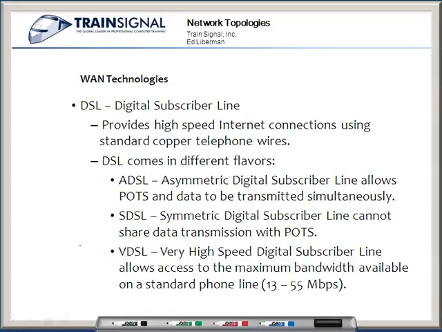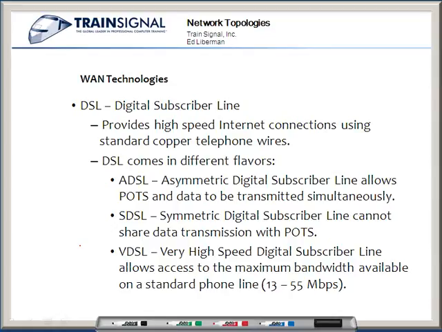Well, DSL also comes in different flavors. There is ADSL, which is asymmetric digital subscriber line, which allows POTS, the plain old telephone service, and data to be transmitted simultaneously over the same lines. Now, one of the things that you should know about ADSL is that typically your download rate is faster than your upload rate. Okay, that's how it's designed, to give you more download throughput by reducing your upload throughput.